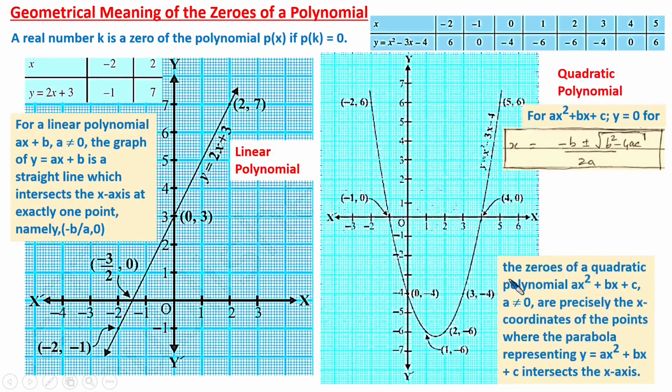If you substitute the values of a, b and c, you will get y equal to 0 for these values of x. So here one can say that the zeros of the quadratic polynomial, where a is not equal to 0, are precisely the x coordinates of the points where the parabola representing y is equal to this polynomial intersects the x-axis. So these are the solutions. It tells you the zeros of the quadratic where it intersects the x-axis. So x is equal to 4 and x is equal to minus 1, for those cases y will be 0.